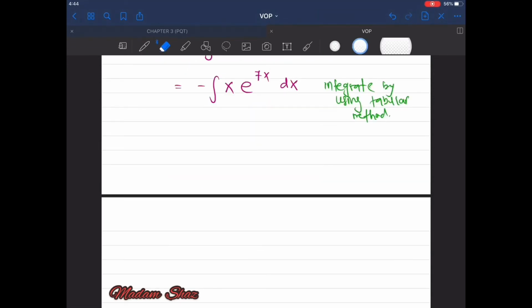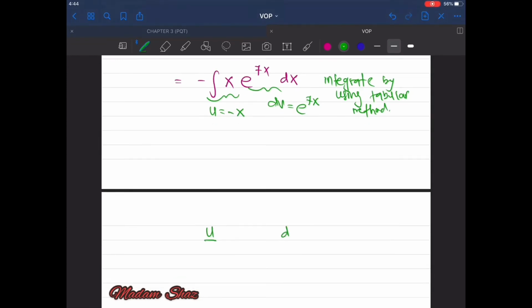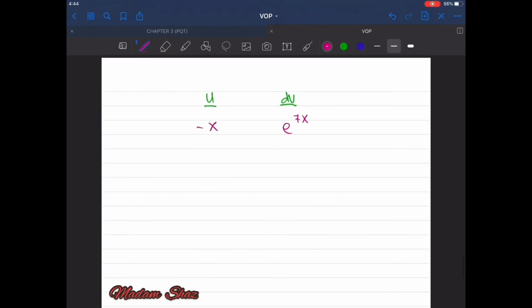So how to integrate by using the tabular method? You have to declare your u, which is u is equal to negative x, and dv is equal to exponent 7x. So by using the tabular method, you must have u, you must have the dv. U is equal to negative x, dv is exponent 7x. So what should we do with this u? We need to differentiate until you get 0.